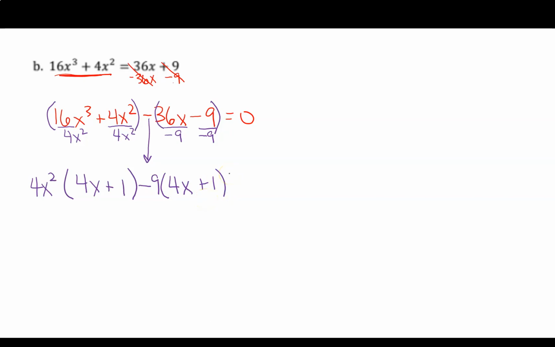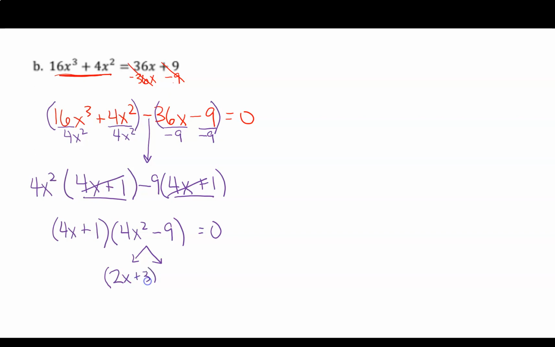Okay? Now, looking at what we have, I see the 4x plus 1s are in common. And I see that I have 4x squared minus 9 left over. So that becomes my other factor. Well, you better be looking at the 4x squared minus 9 thinking, oh, I could take the square root of those, and there's a minus sign between them. So you get 2x plus 3, 2x minus 3. And then we have 4x plus 1 here. Now everything is fully factored.